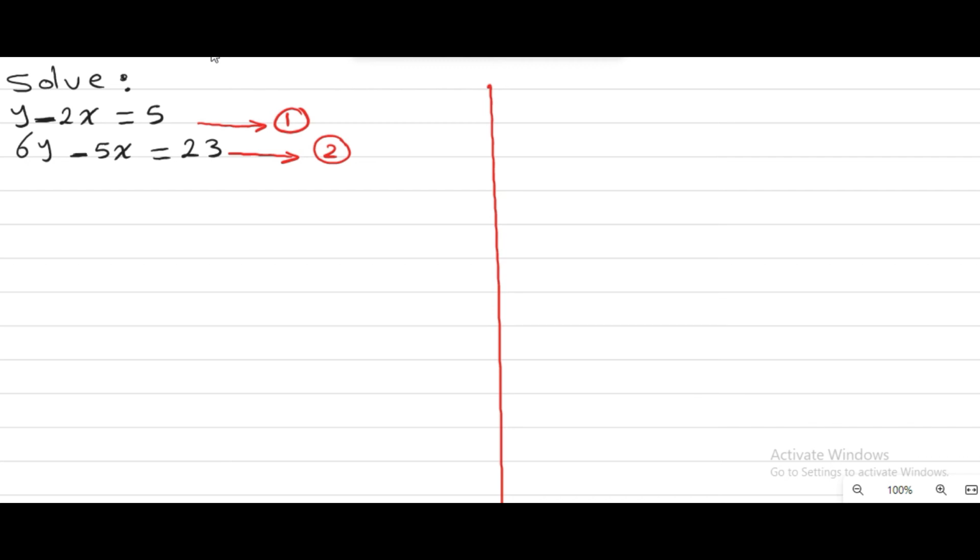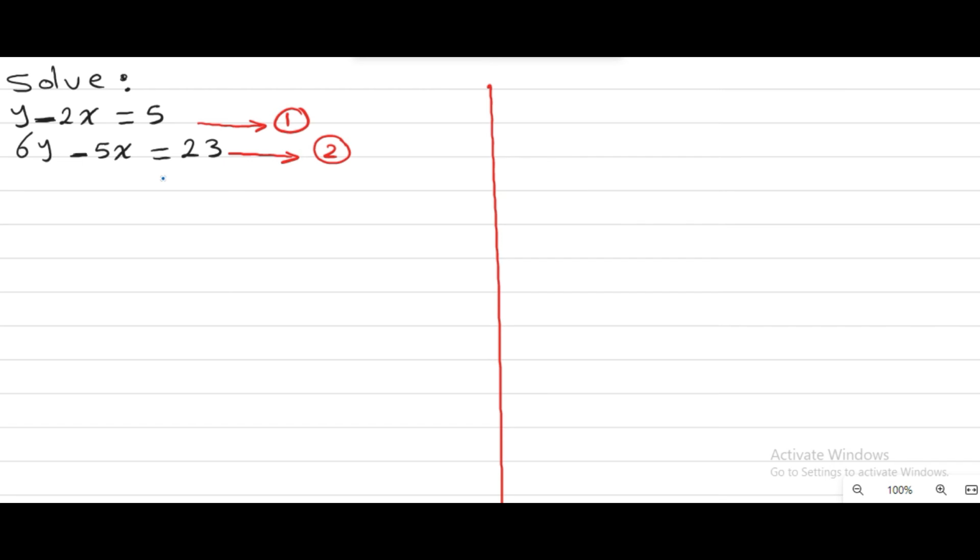We said the main idea of the elimination method is to get one variable with the same number and different signs. The main idea of the substitution method is to get one variable the subject of one of the two equations. So choose one equation, and from this equation choose one variable, make it the subject of the equation. Which variable can we choose?